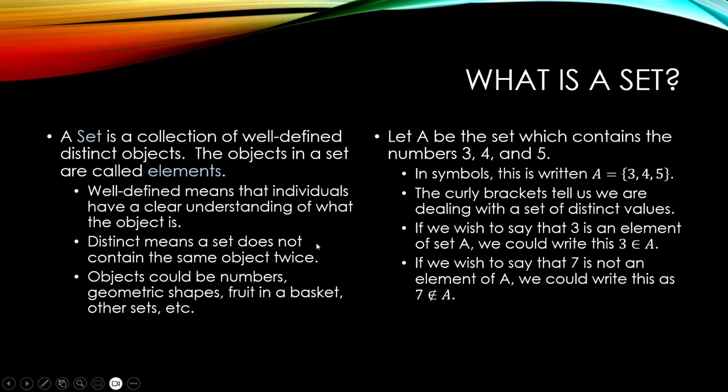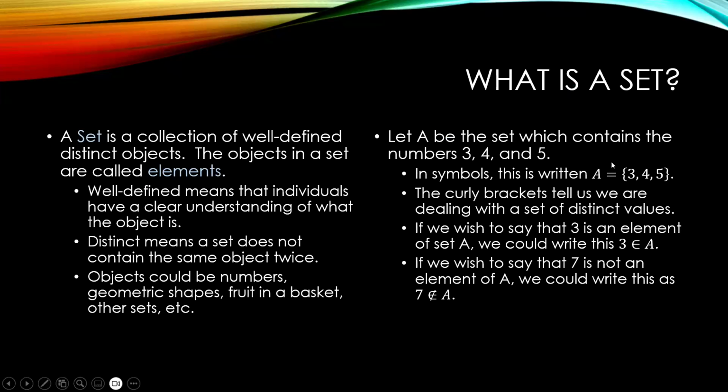Distinct means it does not contain the same object twice. And so we're not going to be counting Jennifer's dog twice. Whenever we're dealing with a set, it only contains elements which are different from one another. Objects could be numbers, geometric shapes, fruit in a basket, other sets, Jennifer's dog, whatever. I don't even know who Jennifer is, but her dog is a part of this now.